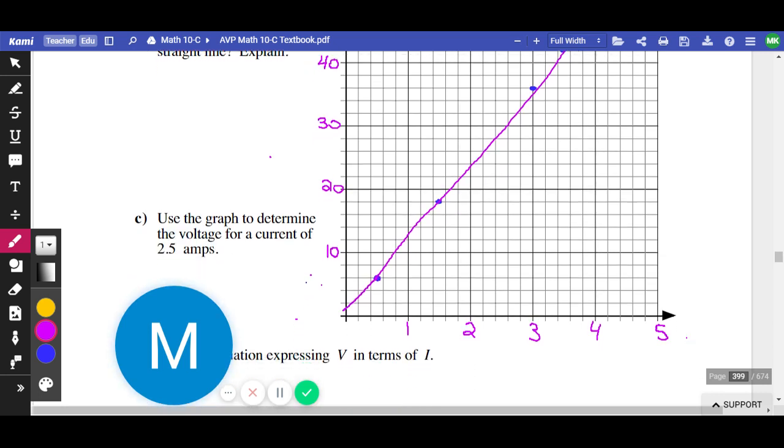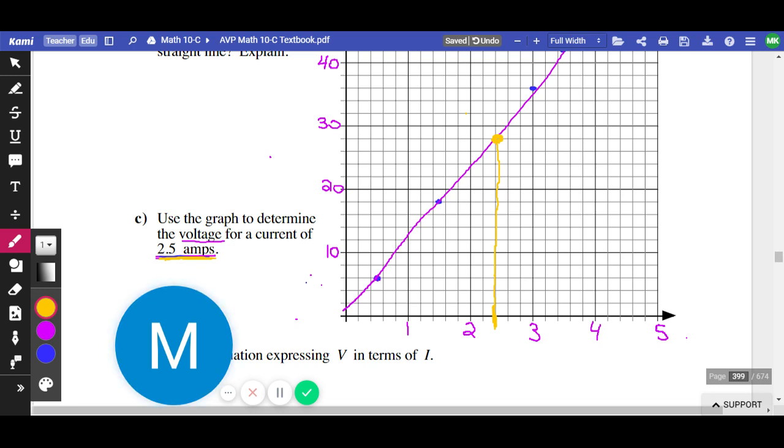So for instance, question C says, use the graph to determine the voltage for a current of 2.5 amps. What we're going to do, we're going to try to figure out where on this line that you have 2.5 amps. 2.5 amps means that you have gone over here. You've gone 2.5 to the right. Where on this line do you have a point that is 2.5 to the right? So if you look along this line, this is all 2.5 to the right. Eventually, you'll find a point. This point right here has 2.5 to the right.